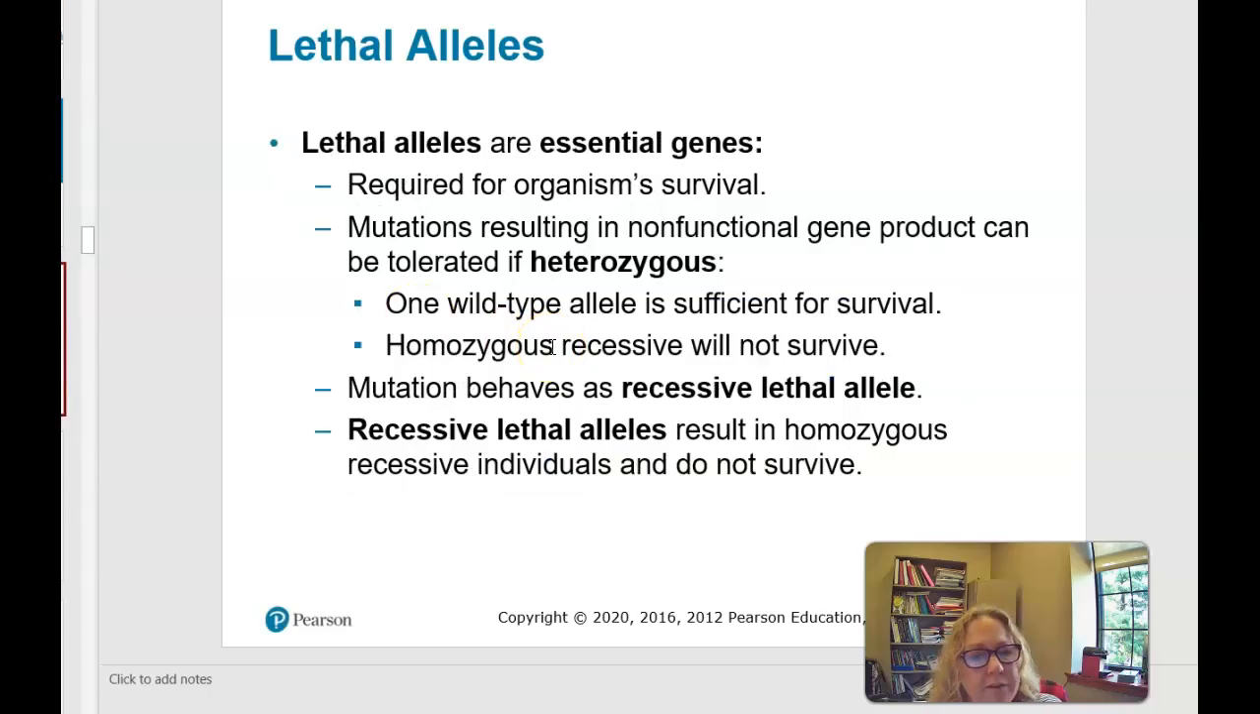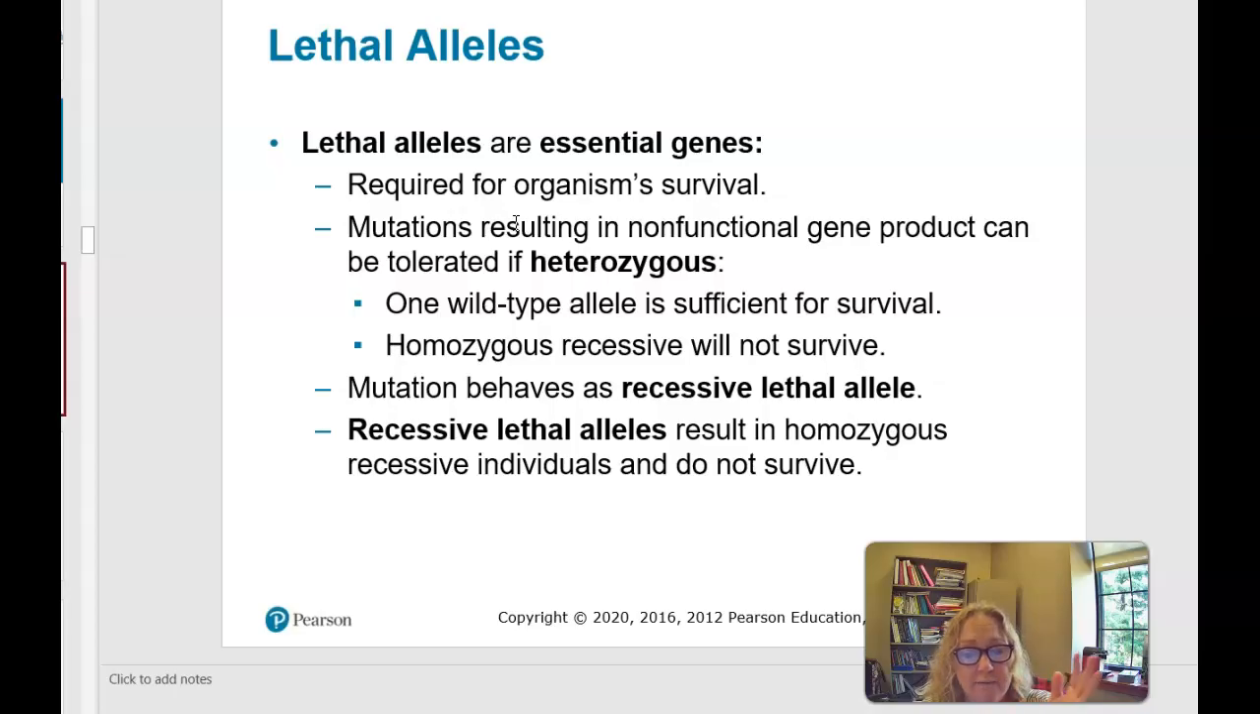A little something about lethal alleles. Lethal alleles are essential genes. So this is like the Bombay blood type. That was a lethal allele. You don't have any blood type if you are not producing antigens. So these are required, but lethal alleles go a step further, and they are required for the organism's survival.